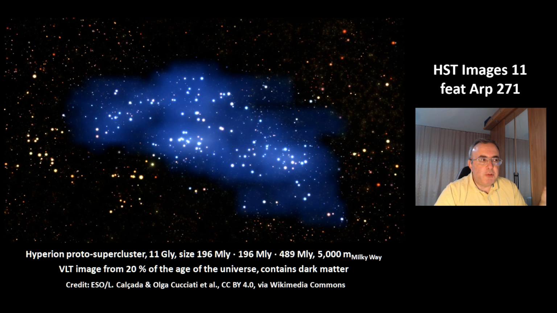This is the Hyperion Proto-Supercluster at a distance of 11 billion light years. Its size is 196 million light years by 196 million light years by 489 million light years. Its total mass is 5,000 times the mass of the Milky Way galaxy. This is a picture from the VLT, the Very Large Telescope. And we can see this proto-supercluster at the age of just 20% of the universe. This proto-supercluster contains dark matter. The dark matter keeps this structure together.